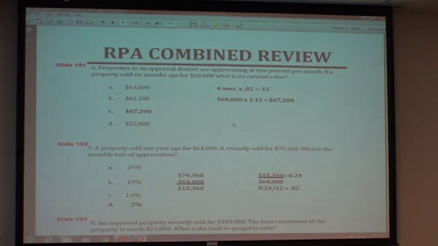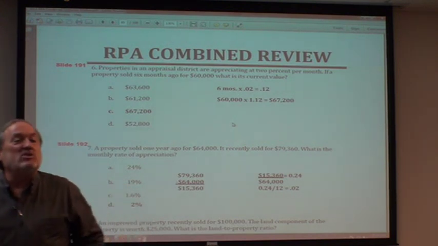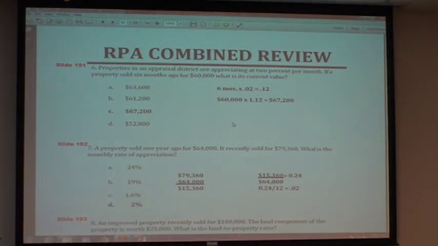So we took the fact that 6 months times 2% equals 12%, and 60 grand times 1.12 is 67.2. The key thing to think about, though, when you read the problem, if it says it's appreciating, what does that mean? It's going up. If it says it's depreciating, what's it mean? It's going down. So your answer should reflect appreciating or depreciating. Just think, appreciating means it's going up, depreciating means it's going down. Is that pretty straightforward?